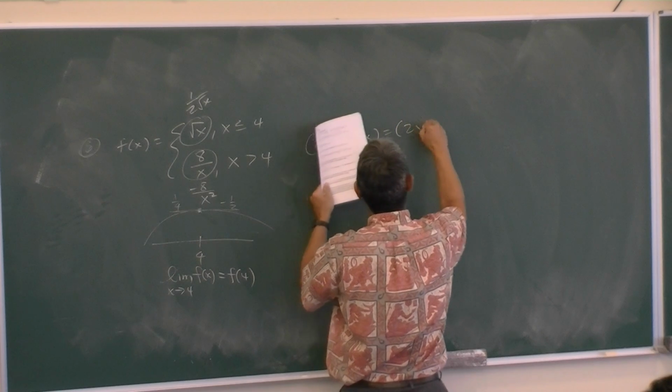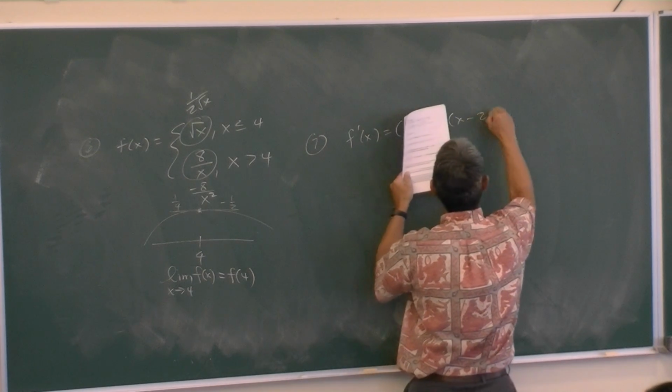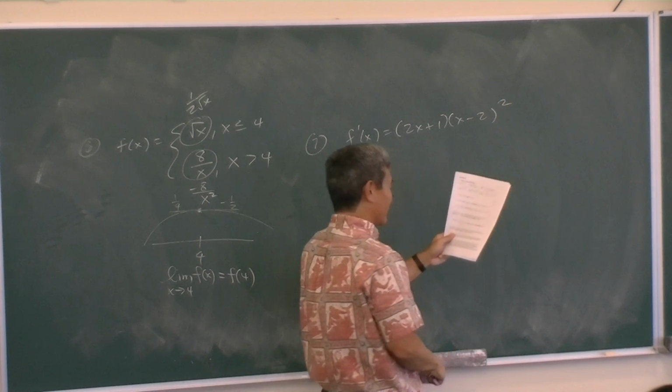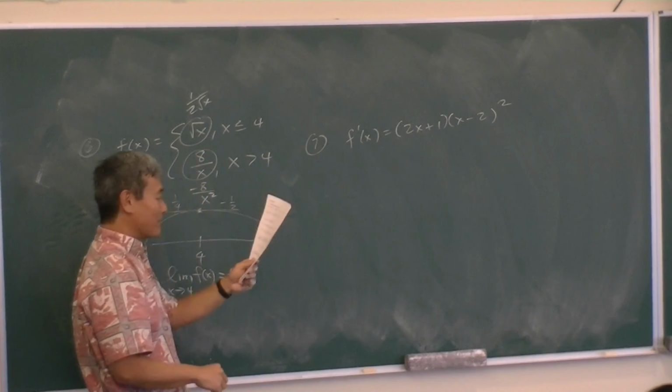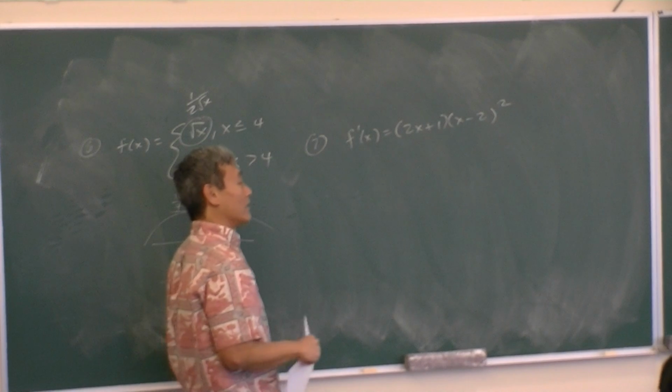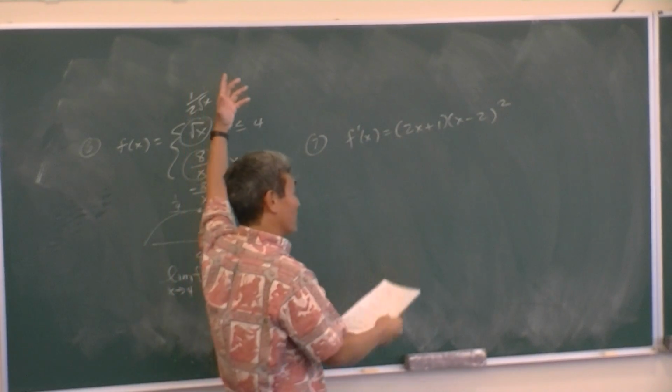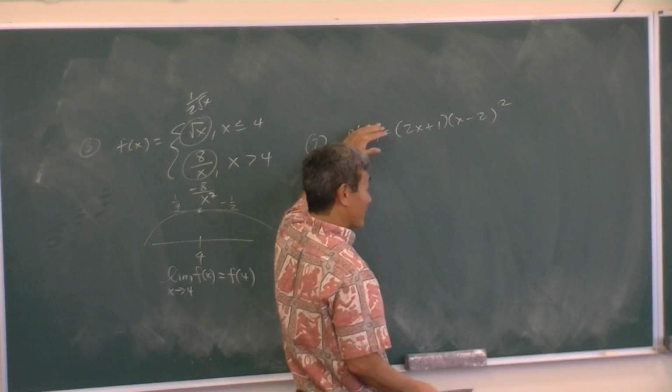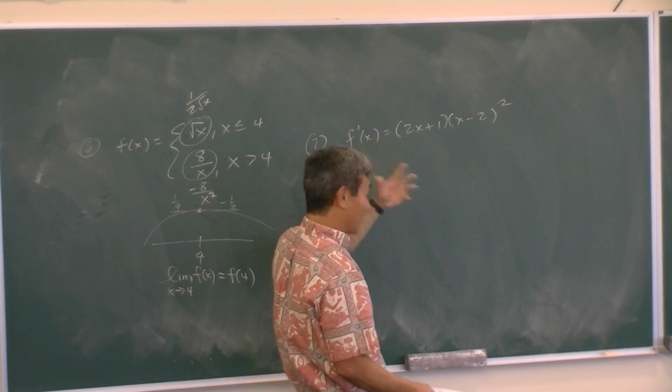Okay, this is the derivative already, and it's all factored. Where do you have a relative maximum or a relative minimum? How do you tell when a function has a max or a min? What's the procedure? You take the derivative and you factor it, which it already is, and then you make a number line.